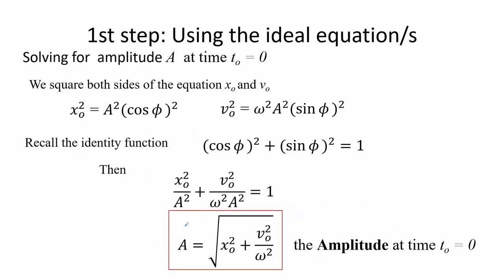To solve for the amplitude A at time t0 equal to 0, we square the equation for the initial position and velocity. We then see that we can use the identity by summing the squares of cosine and sine, which is equal to 1, and we get an expression for the amplitude. We see that the amplitude is equal to the square root of the sum of the squares of initial position plus the ratio of initial velocity over angular frequency.